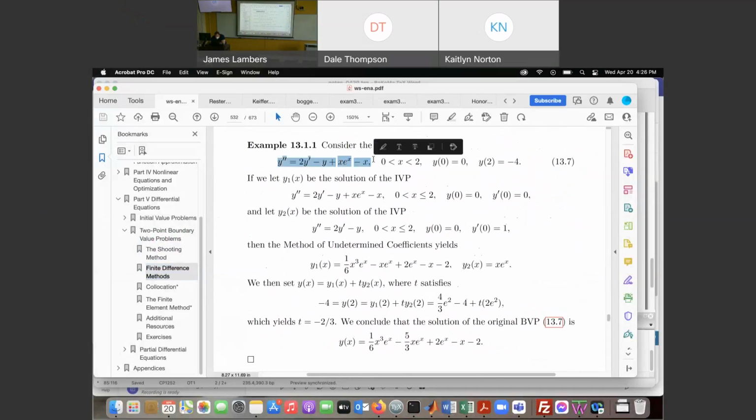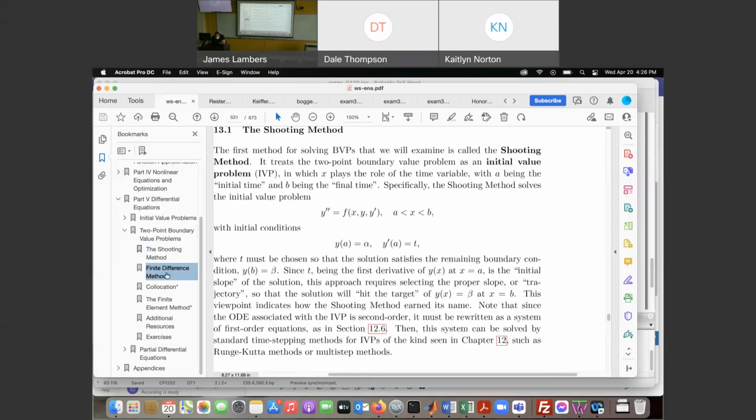This is the ODE. Solve it on the domain from 0 to 2. And here are our boundary conditions: y equals 0 at x equals 0, and y equals minus 4 at x equals 2. Okay, so how to solve that using finite differences.